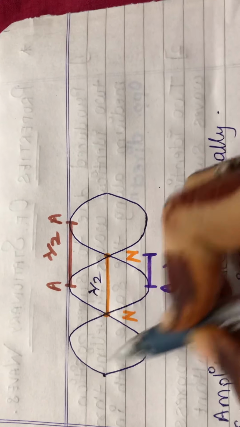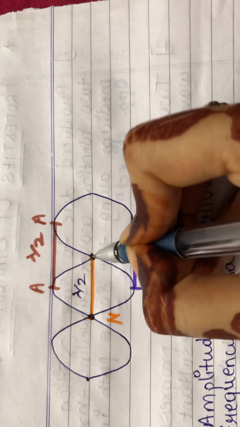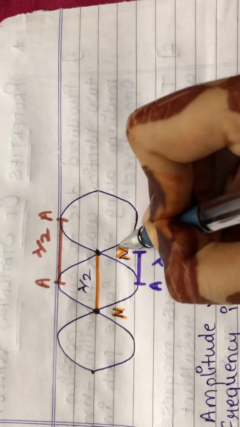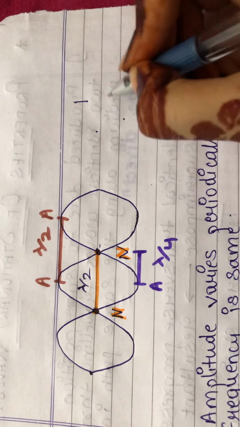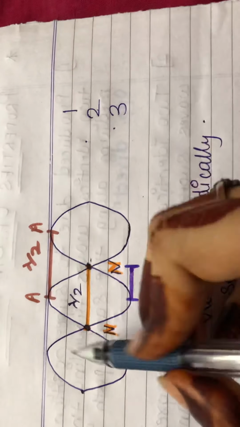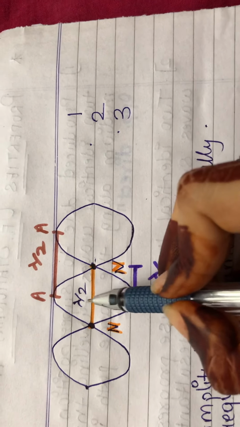Then coming to the next point. Now what are nodes and antinodes? This is a stationary wave where the loops are formed. So this point and this point where the amplitude is minimum are known as nodes. And the distance between two adjacent nodes, consecutive meaning one after the other, if it is 1 then 2, if it is 2 then 3, they are known as consecutive or successive. So the distance between two consecutive nodes is lambda by 2.